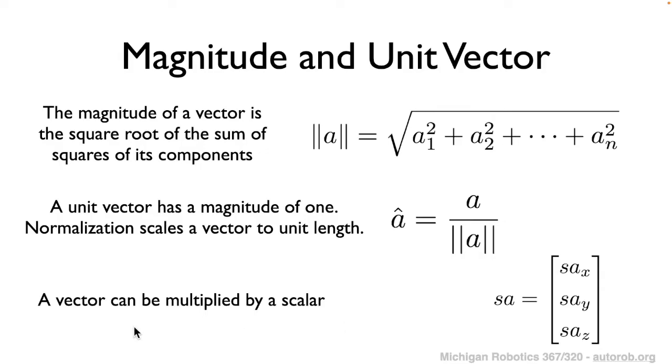In addition, the other operation that we described for vector spaces was scalar multiplication. So scalar multiplication is defined here. If you have some scalar s and you want to multiply that by your vector A, you can simply multiply each individual component of A by that scalar s, and the resulting vector is the result of the scalar multiplication.